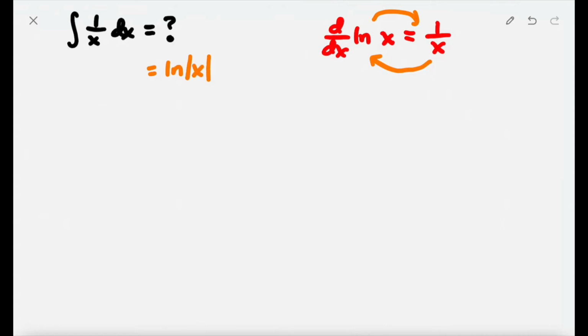It has to be an absolute value. We'll talk about that in a little bit. And since it's the antiderivative, you always need that constant of integration. So that would be the shortcut for figuring out what the antiderivative of 1 over x is.